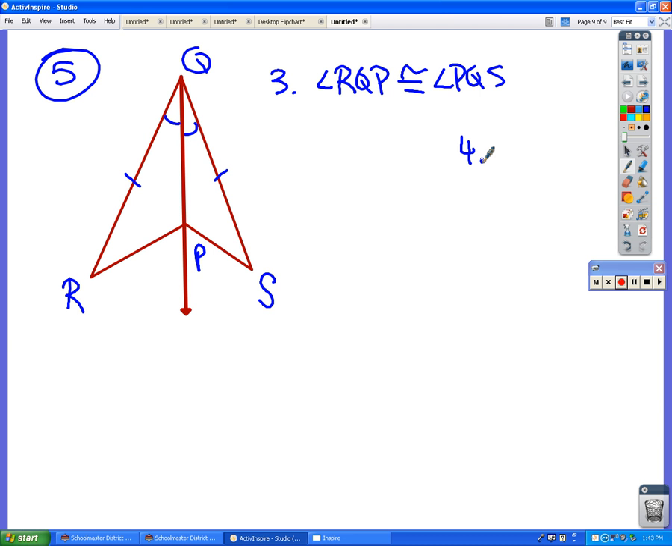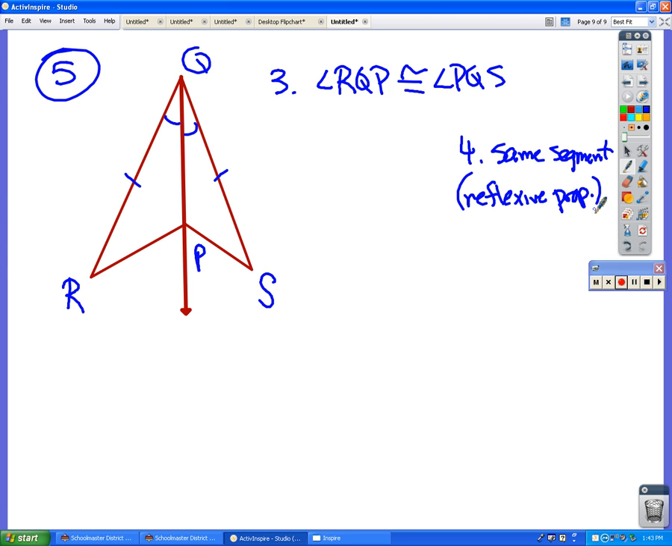Okay, number 4, then we also know the statement is that QP is congruent to QP. How do we know that? Same segment. Does anybody remember the fancy word for that? It's also called the reflexive property, right? Because when you look at your reflection, you're seeing the same thing. So it's equal, okay?